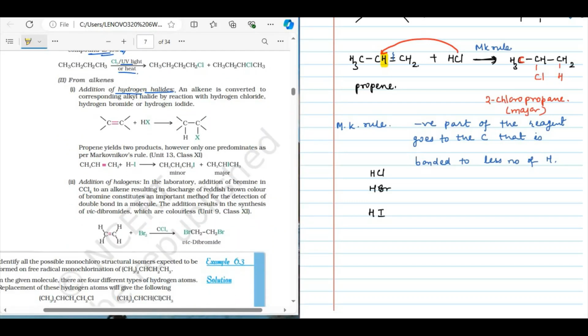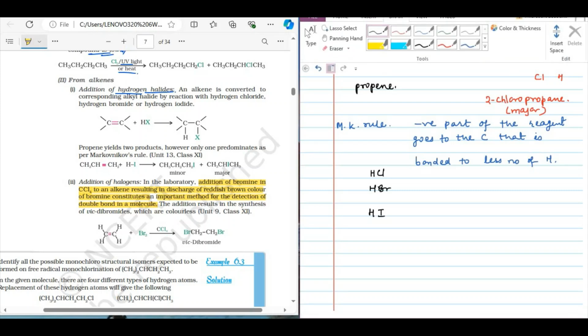Now come to the addition of halogen. In the laboratory, addition of bromine in CCl4 to an alkene resulting in discharge of reddish brown color of bromine constitutes an important method for the detection of double bond in a molecule. So this method can be used for the preparation of alkyl bromide and as well as for the detection of unsaturation in the molecule. So let's understand the reaction.